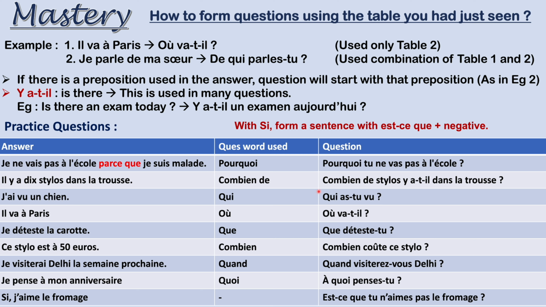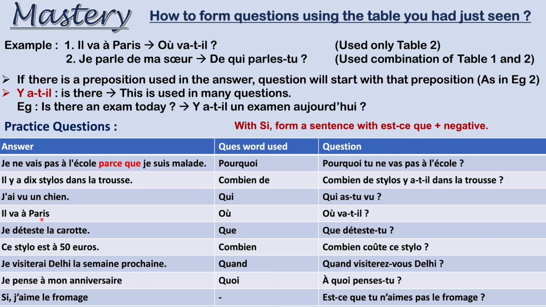How I've done the inversion with passé composé, let me mention it here. So I've mentioned the question word here, qui. Then if I see it without inversion, it would have been tu as vu. So your verb is "as". So I've changed the places. Qui as-tu vu, right?